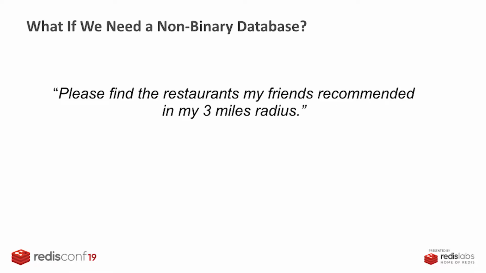So let's look, for example, at a simple query that you might want to ask: please find the restaurants my friends recommended within a 3 mile radius. As you can see, there are two parts to the question: what your friends recommended, and what are the restaurants within a radius of 3 miles from me? And for that, I'm probably going to need a non-relational database. I'm probably going to need some geolocation database, and I'm going to need some graph database.